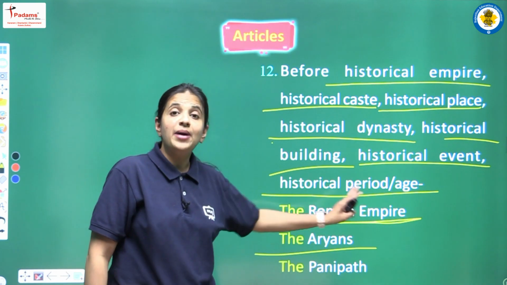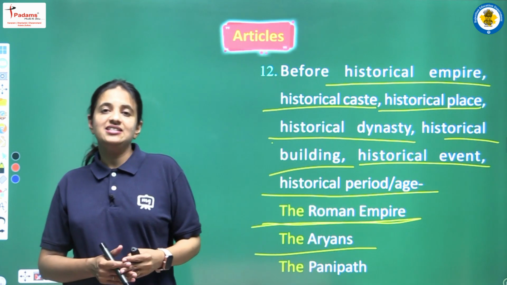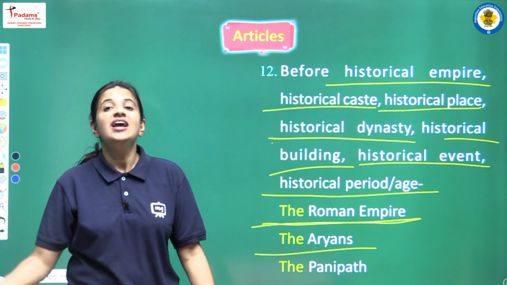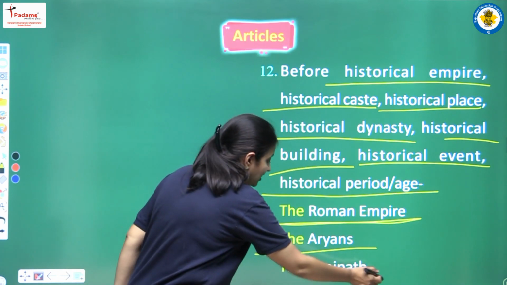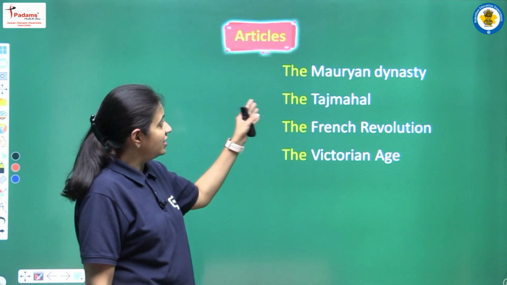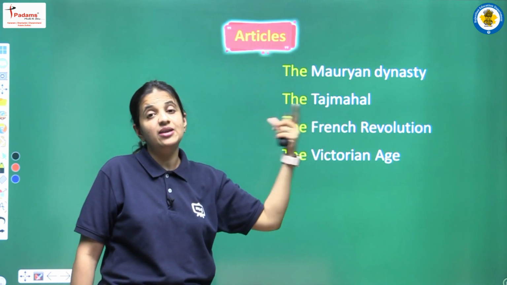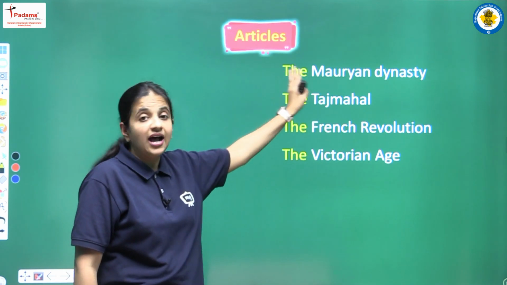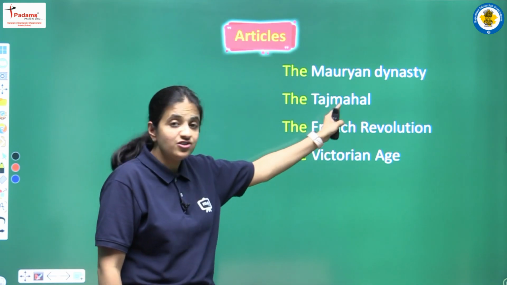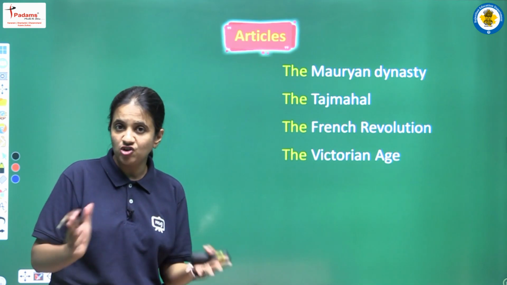Next, we are having the Panipat. Panipat is a very famous historical place. It is a place that is having a very important value in our history, in the history of our country, and this is the reason we are having the here before Panipat. Clear? Some more examples, we are having the Mauryan dynasty. So yes, Mauryan dynasty, it's a very famous, very important dynasty. Again, the Taj Mahal, this is historical building, right? Next, we are having the French Revolution. This is historical event, very famous, very important historical event.